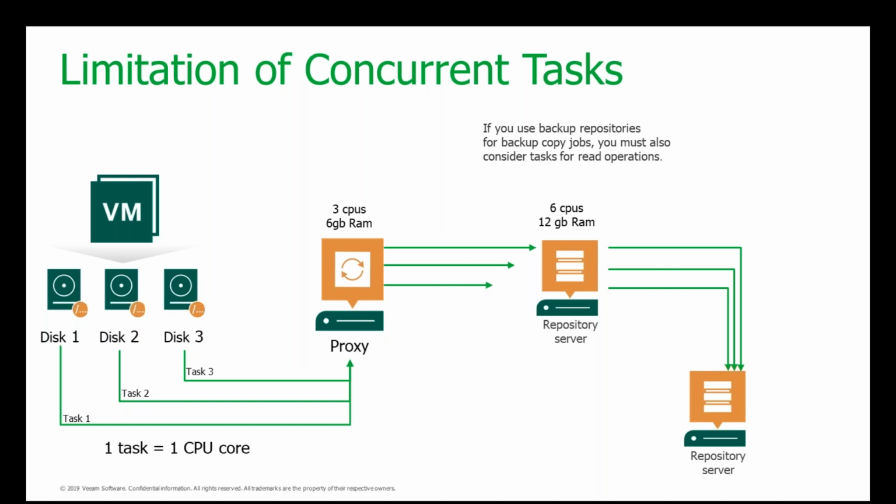So on the left here, we have a virtual machine that has 3 virtual disks. Then we have our proxy server, then a repository server and another repository server. I did leave the console out of this, but let's assume that this is a separate console server. That's where the database would still be local, but it's a management one.